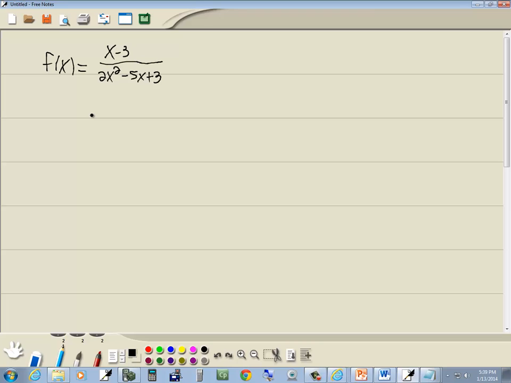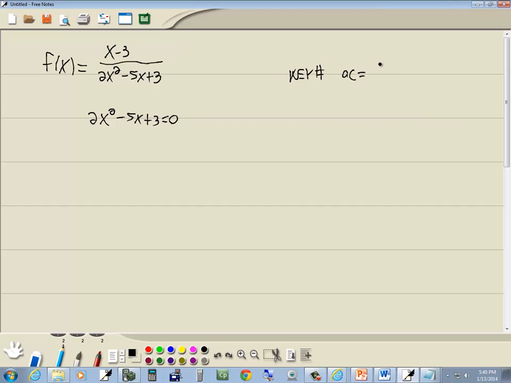So we're going to set the denominator equal to 0. So I've got 2x squared minus 5x plus 3 is equal to 0, and we want to solve this. Now I'm going to use factoring. We have x squared, x, no x, and there's a number in front of our x squared. This is the key number.